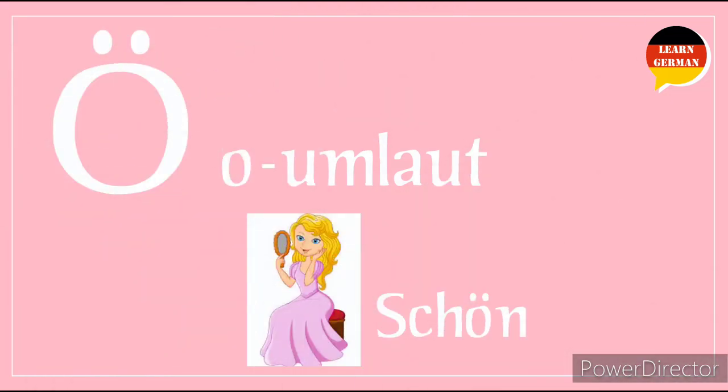So the second alphabet we have is O umlaut. O without umlaut is pronounced as O, whereas O with umlaut is pronounced as Yo. For example, Schön, which means beautiful.